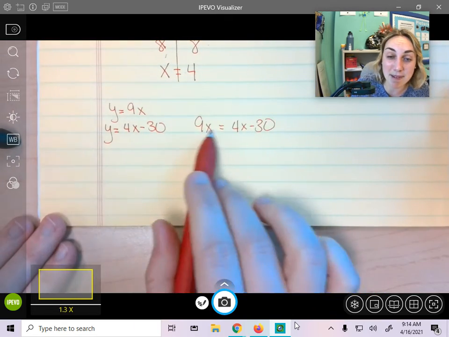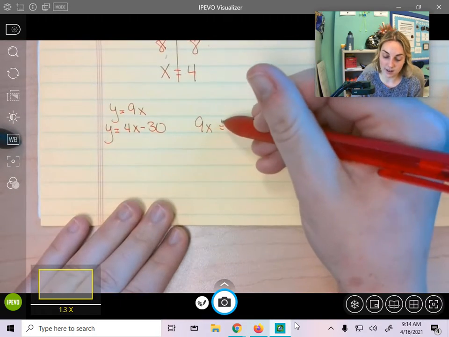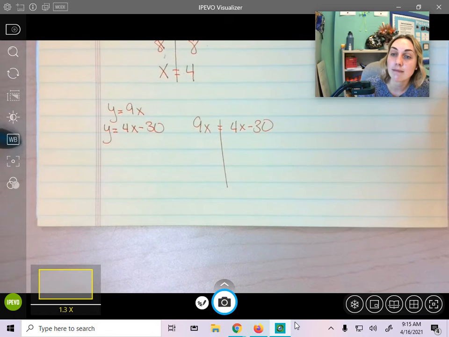They're both equal to y. That means they are both the same value. So I have them equal to each other, and then I can solve my multi-step equation, or equations with variables on both sides. I can go ahead and do that.